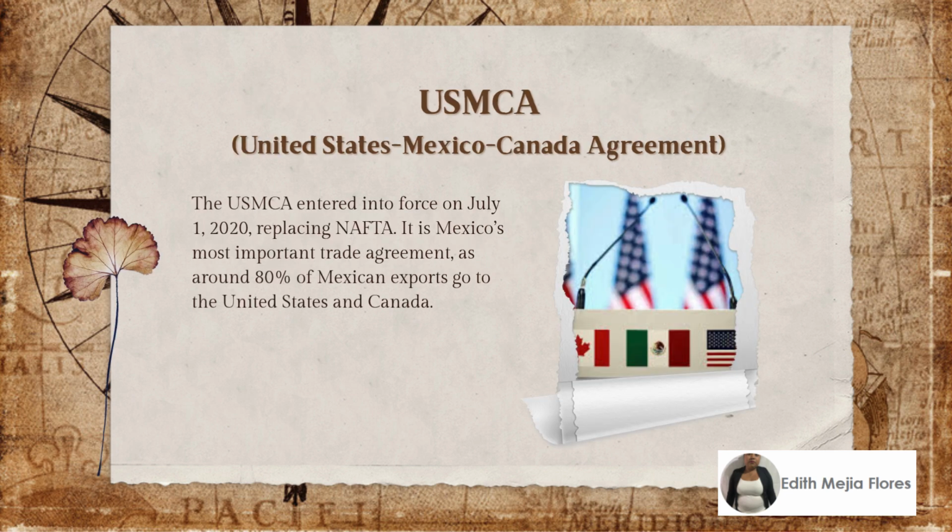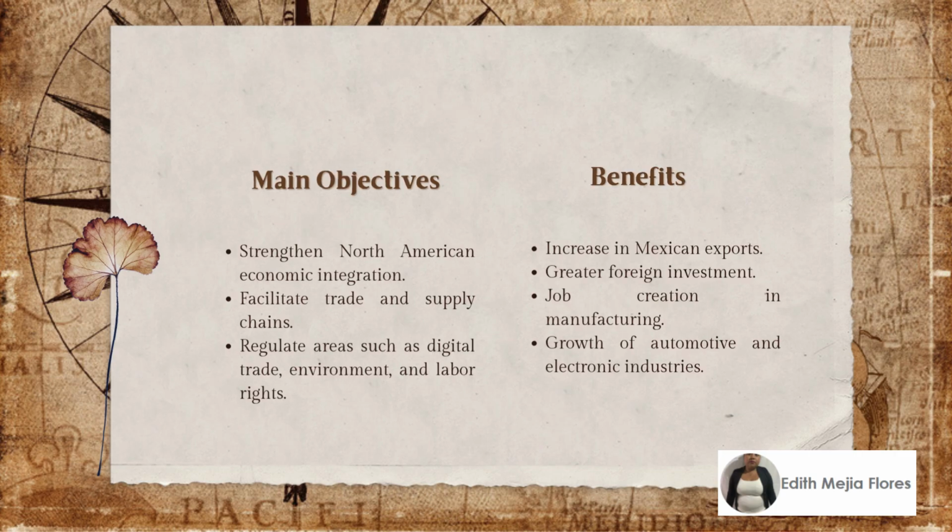USMCA, United States-Mexico-Canada Agreement. The USMCA entered into force on July 1, 2020, replacing NAFTA. It is Mexico's most important trade agreement, as around 80% of Mexican exports go to the United States and Canada. Main objectives: strengthen North American economic integration, facilitate trade and supply chains, regulate areas such as digital trade, environment, and labor rights. Benefits: increase in Mexican exports, greater foreign investment, job creation in manufacturing, growth of automotive and electronic industries.